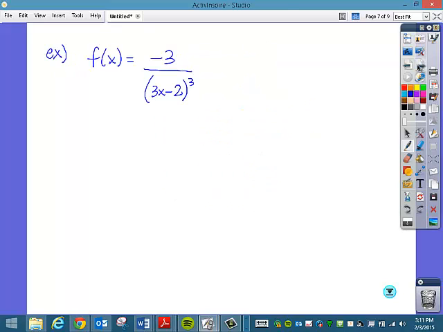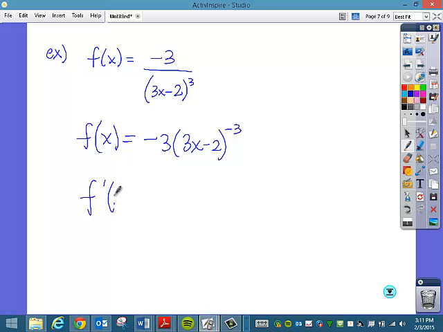Alright, what if we had 3x minus 2 cubed in our denominator and we were trying to take the chain rule? So before we can do that, we need to rewrite this, moving 3x minus 2 to the third power up into the numerator. Whoa, sorry, haven't taken the derivative yet. Shouldn't have put a tick mark there. So I'm the negative 3, and then I'm taking this and moving it up into the numerator. So it's going to be 3x minus 2 to the negative third power.